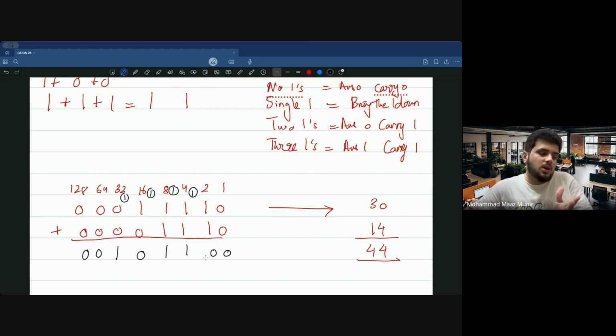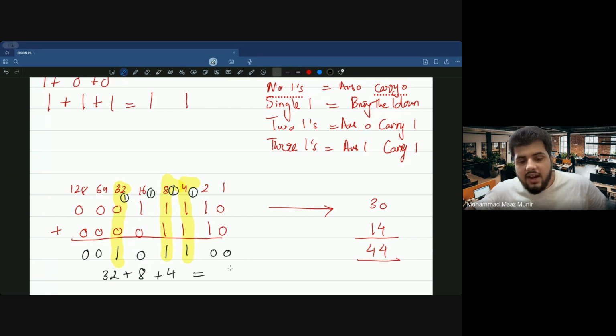So now let's convert this binary value into the denary number. What will it be? We have a 32. See, we have a 32 from here. This is 32. This is 8 and this is 4. So 32 plus 8 plus 4. We exactly get the same answer, 44. Hence proven that our method is 100% correct.